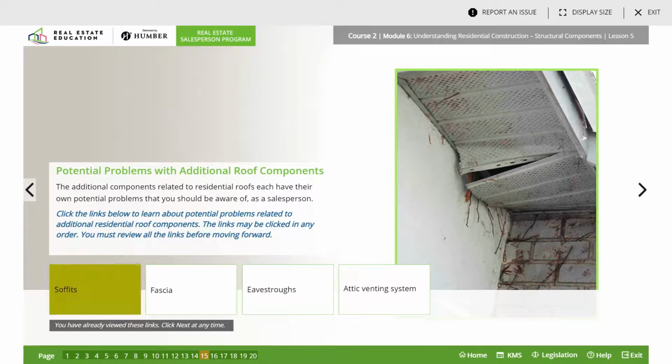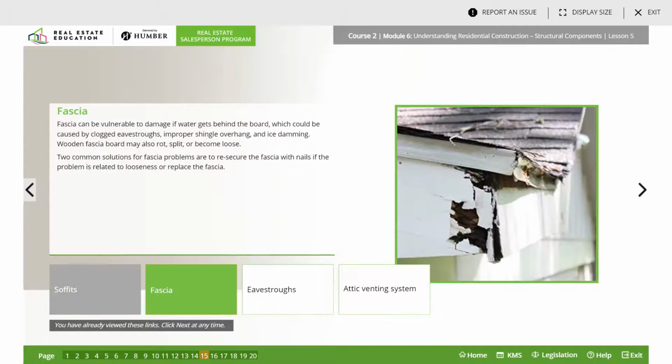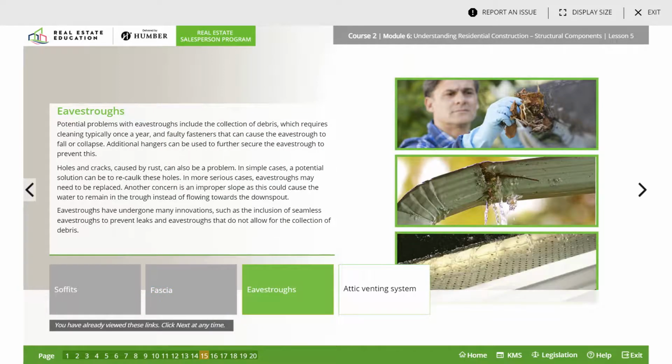Let's go back. So potential problems with additional roof components. With soffits, they can start sagging or become loose, which could be caused by wear and tear associated with weather. Fascia is vulnerable to water damage, which can be caused by clogged eaves troughs, improper shingles, overhanging, and ice damming.